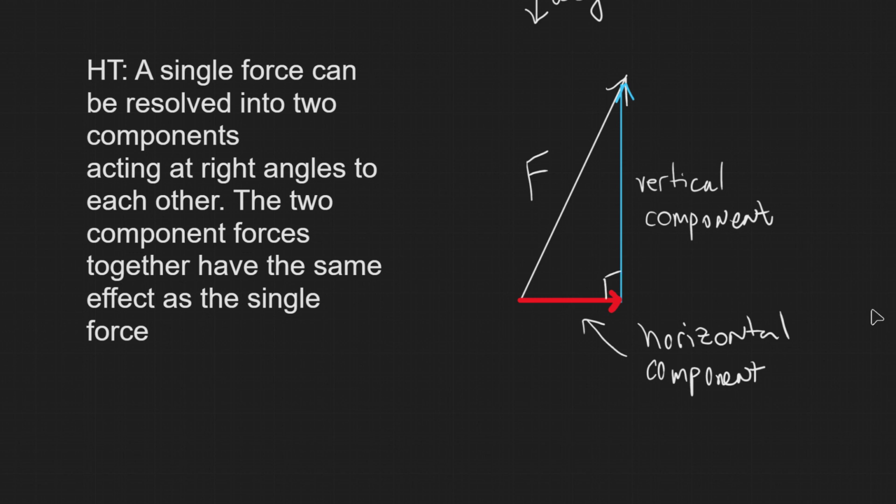What does that mean? If I apply a force of this magnitude with a certain horizontal component, and then I apply a vertical force at the same time going upwards, the result will be equivalent to this force which is acting at some angle, which could be anything.